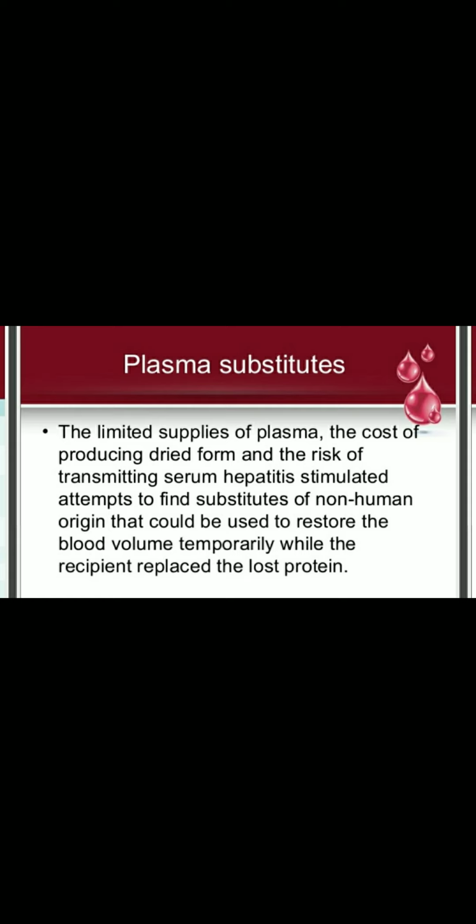It is produced from a non-human origin, because when we produce it using human beings, there is a risk of transmitting serum hepatitis.